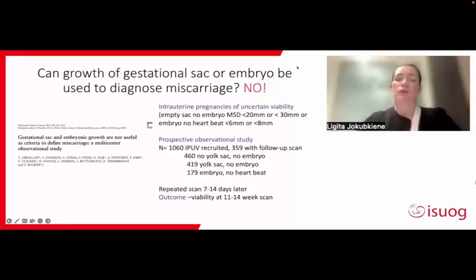They recruited 1,060 patients, and 359 of them came for a follow-up scan because the aim was to compare these two scans. Out of these, 460 had no yolk sac and no embryo, so they were empty sacs, 419 had a yolk sac but no visible embryo, and 179 had an embryo but without heartbeat. The scan was repeated 7 to 14 days later, and the outcome was the viability of the pregnancy at the 11 to 14 week scan.